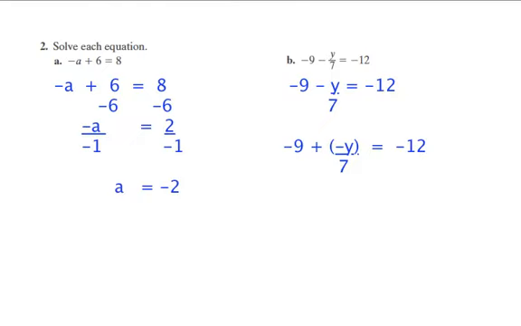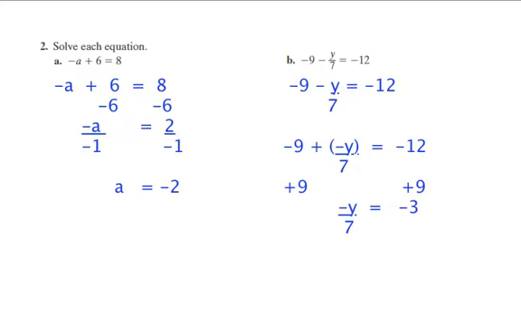We have negative 9 being added to the negative y over 7. We can undo that by adding 9 or subtracting a negative 9. I think it's easier to think of adding 9 because we have a minus 9. We can have a plus 9 underneath it. So add 9 to both sides of the equation. On the left-hand side, you're left with negative y over 7 equals negative 3 on the right.